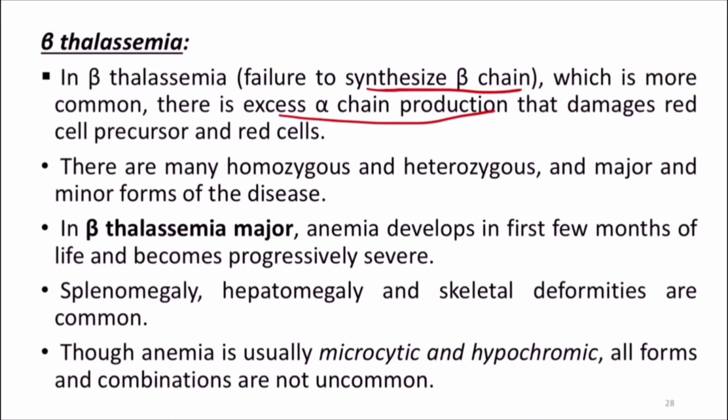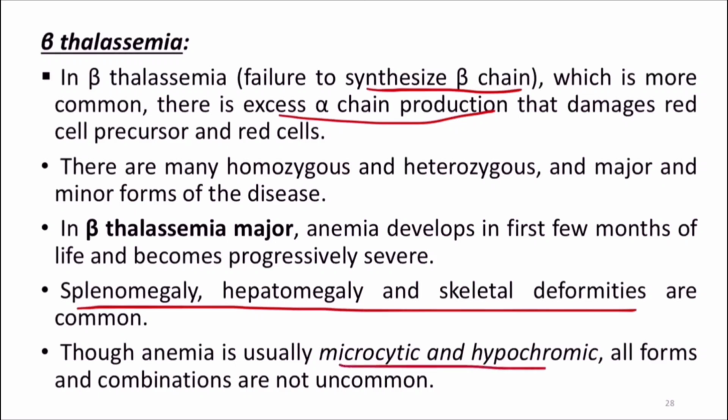In beta thalassemia major, anemia develops in the first few months of life and becomes progressively severe. Splenomegaly, hepatomegaly, and skeletal deformities are commonly seen in beta thalassemia. The anemia is usually microcytic hypochromic here. All forms and combinations are not uncommon.